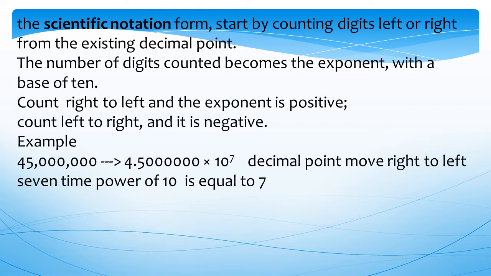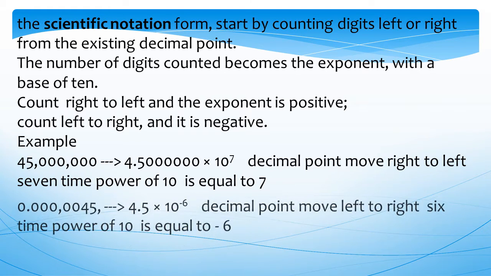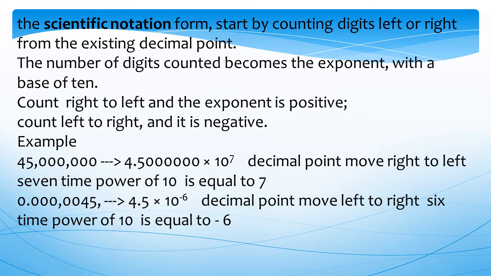Example, we have a value 4 crore and 50 lakh. Now convert it into scientific notation form. So the value becomes 4.5000000 into 10 raised to the power 7. Decimal point moves right to left, 7 times, so the power of 10 is equal to 7. The second example is 0.0000045. So we can write 4.5 into 10 raised to the power minus 6. Decimal point moves left to right, 6 times, so the power of 10 is equal to minus 6.